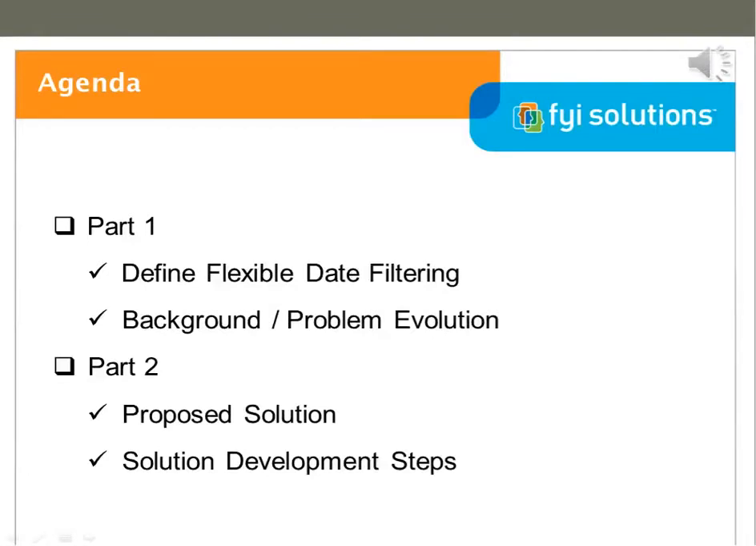In part one, we defined what we meant by flexible date filtering, as well as provided some background for how the problem evolved at a particular client that led us to this solution. In part two of this series, we'll be discussing the actual solution.